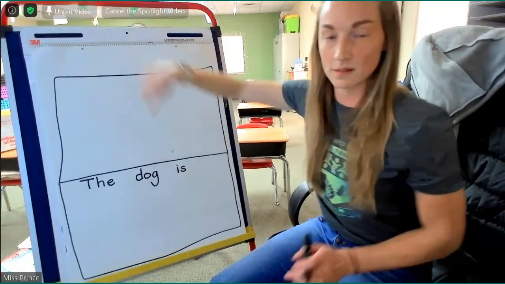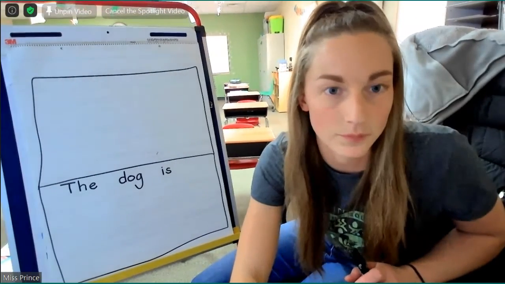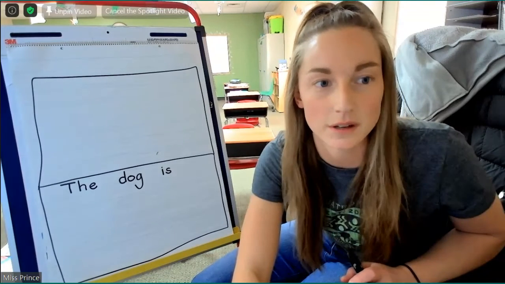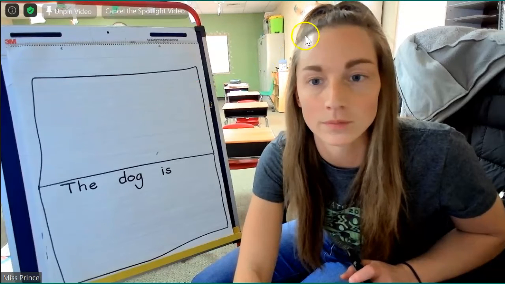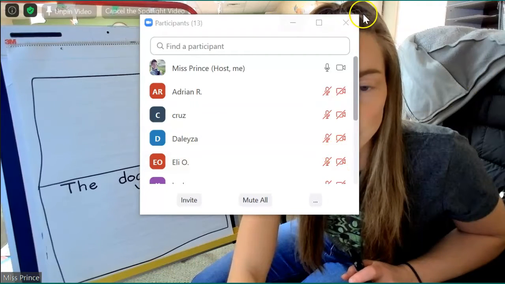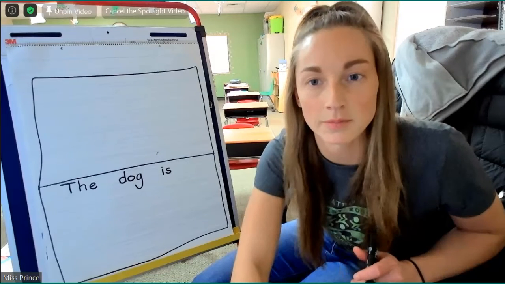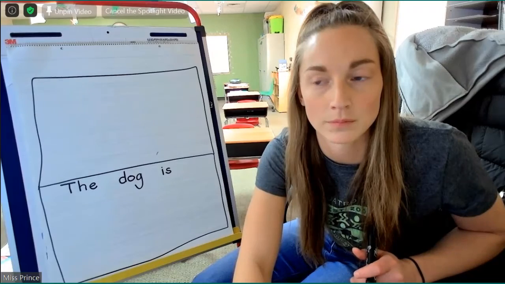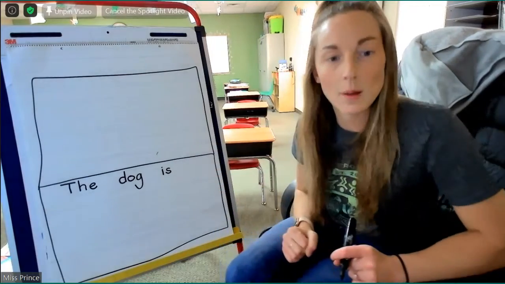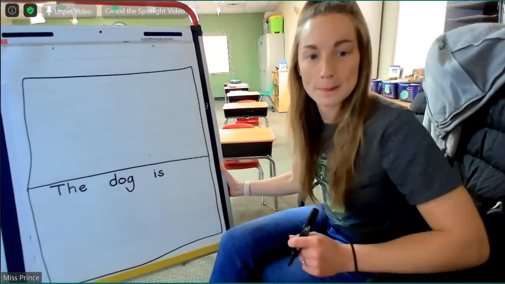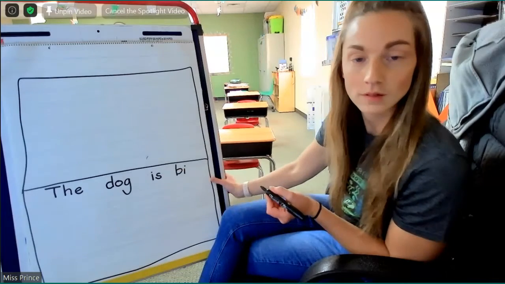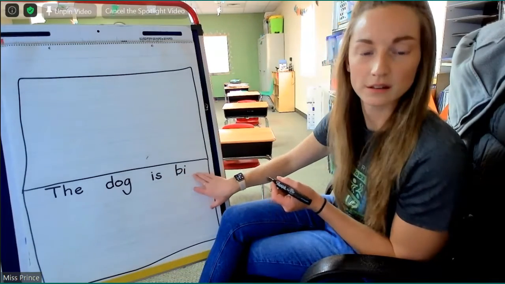See if you can help me spell big. Raise your hand. Big. B-I-G. Raise your hand. Boys and girls, are you able to use the raise hand button? B-I-G. Nicholas, thank you. Nicholas, will you help me spell big? B. Big. B-I. I heard this. Big. G. Nice job.